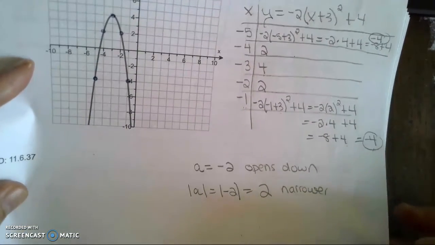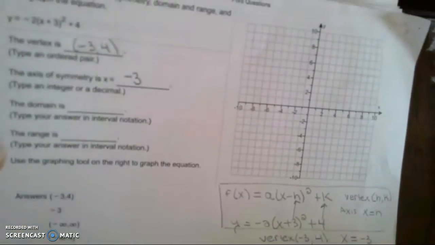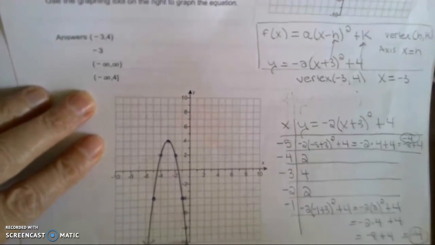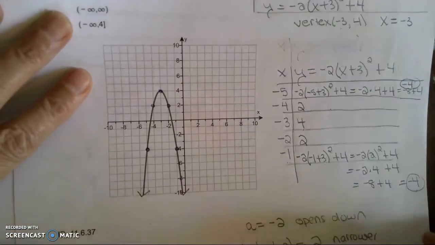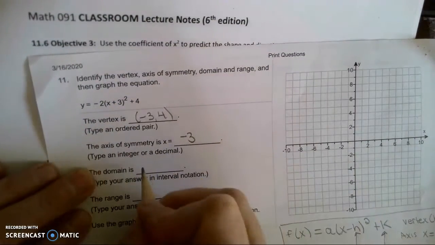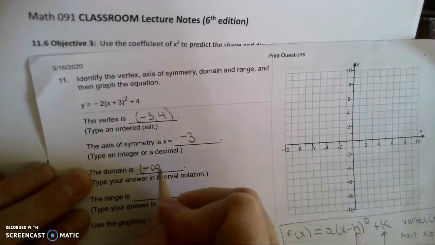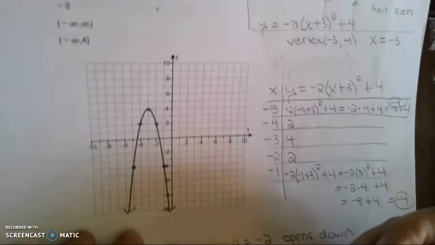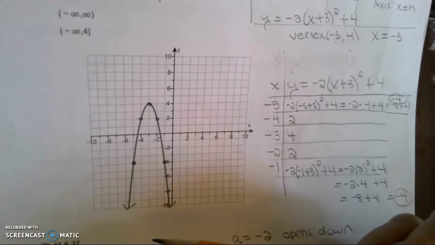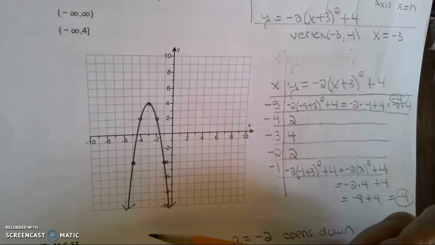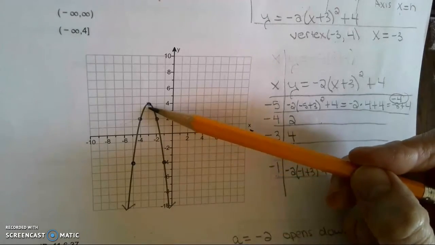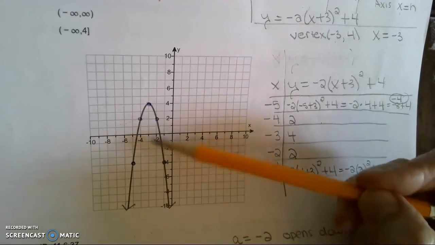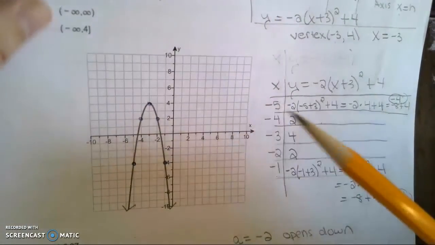Okay, let's go back and answer the other questions related to this. The domain is the next thing. The domain is negative infinity to infinity. It goes forever to the left, forever to the right. And then find the range. This time it opens down, so that's why I picked this one in particular. So the range would be the lowest value, which is negative infinity, up to the highest y value, which is 4. So negative infinity to 4 is actually right there too.